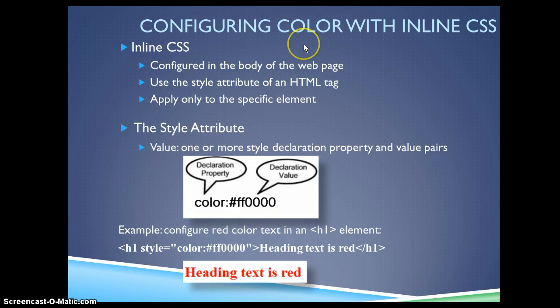So now, configure color with inline CSS. We're going to configure it in the body of the web page. We're going to use a style attribute of an HTML tag, and it applies only to that specific element. So here's an example of using it on an H1. Here we have an H1 element. We change the style. We change the color of it.